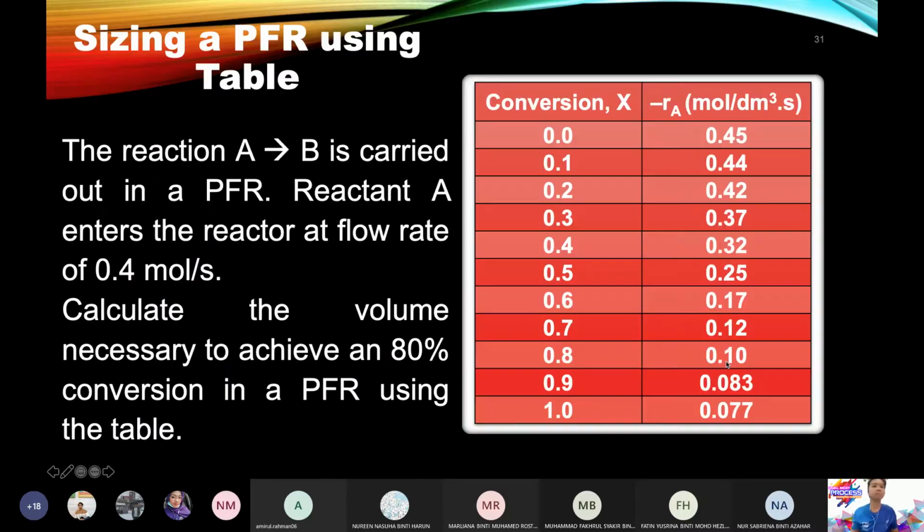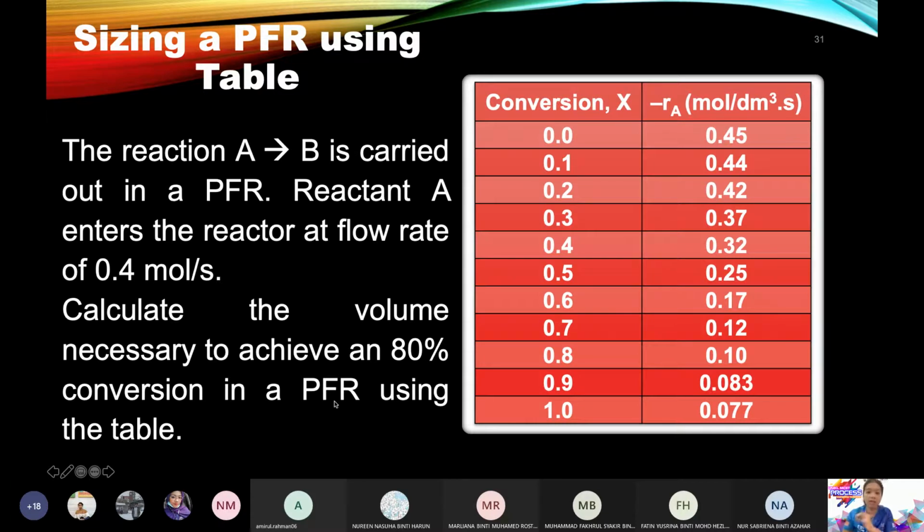Okay, so you have to remember, PFR is a bit harder because earlier with the CSTR you solved directly, but for a PFR you have to convert to Simpson's one-third rule before you solve. Okay, so let us try to solve the same question as the CSTR earlier, but now it is a PFR. It says still reaction A to B. Initial molar flow rate FA0 is still 0.4, the same as the CSTR earlier. They ask us to find the volume to achieve 80% conversion in a PFR using the table.